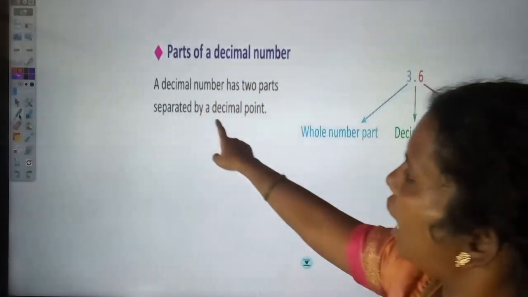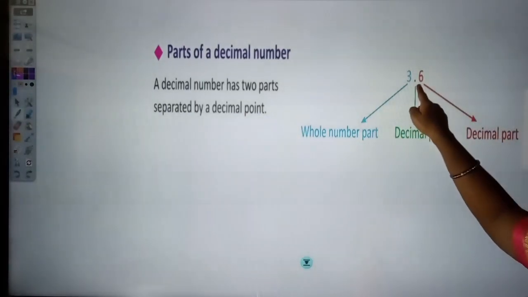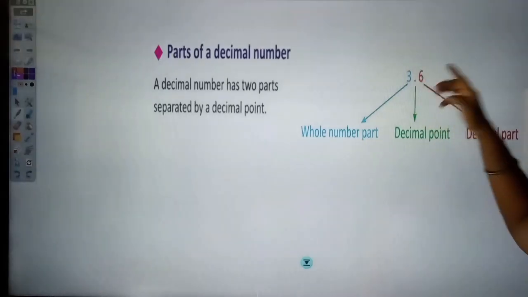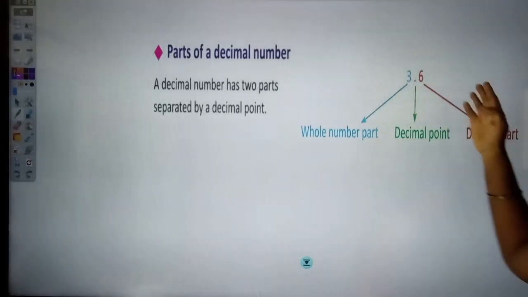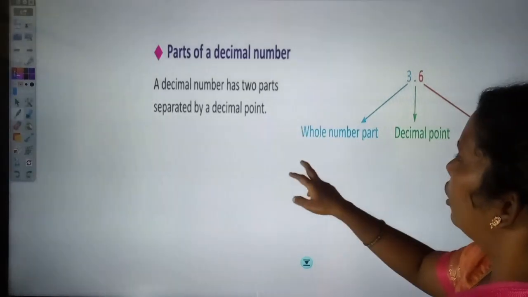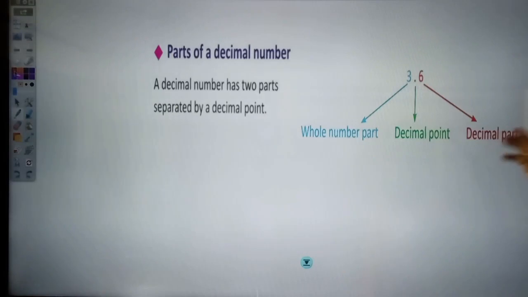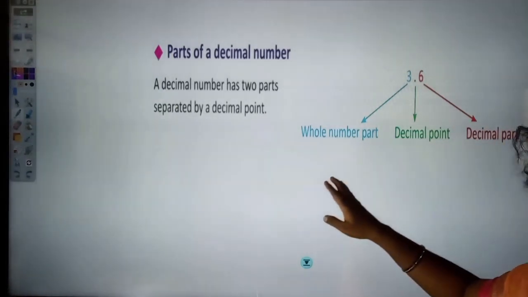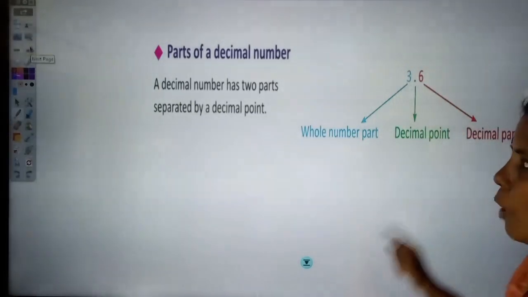A decimal number has two parts separated by a decimal point. See here, one decimal point is there. The right side of the decimal point is called the decimal part. The left side of the decimal point is called the whole number part. So a decimal number has two parts. The right side part is called the decimal part. The left side part is called the whole number part. The decimal point divides these two parts.